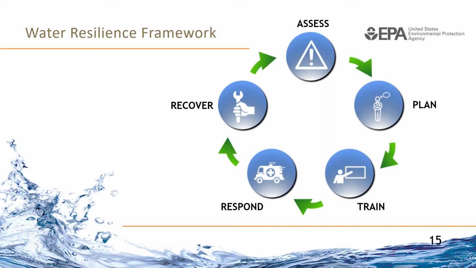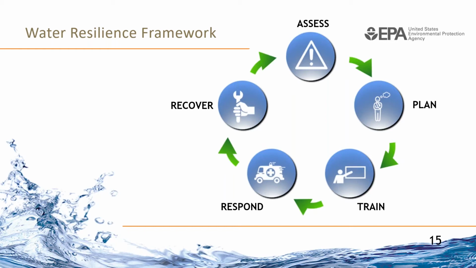We recommend that you start with assessing your risks, because in order to prepare for a potential emergency, we need to understand the utility's threats and vulnerabilities. And this assessment step includes creating an AWIA compliant risk and resilience assessment. The next step is to plan for an emergency, which involves things like creating an AWIA compliant emergency response plan. And so these first 2 steps, assess and plan, are now required by law, thanks to AWIA Section 2013.